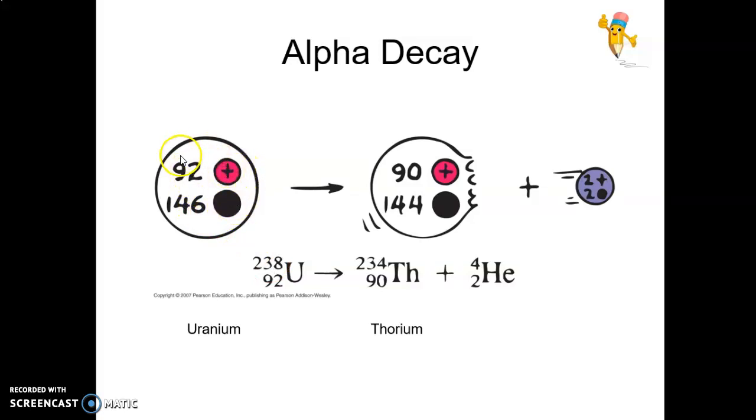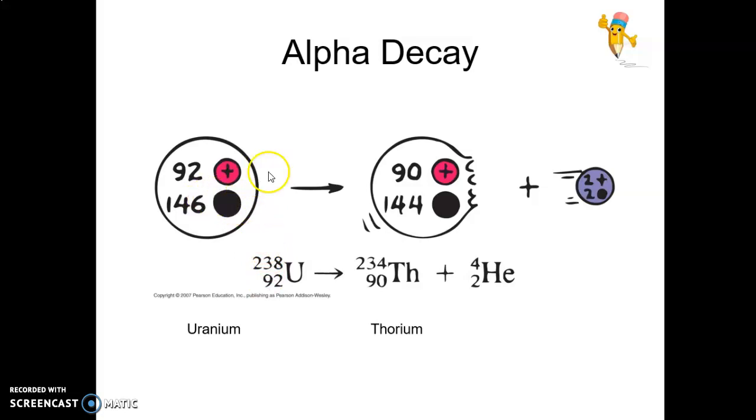So you add 92 plus 146, and that gives you 238. So we start out with uranium 238. But again, like I said, this is so unstable that it wants to release alpha particles. So when it releases an alpha particle, remember it is going to release 2 protons and 2 neutrons.